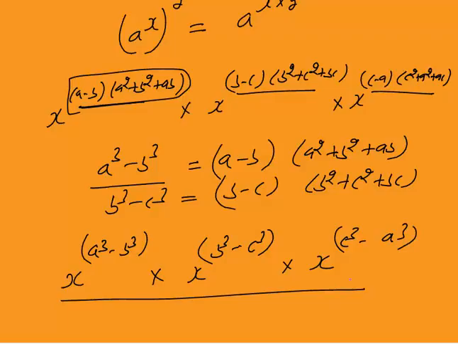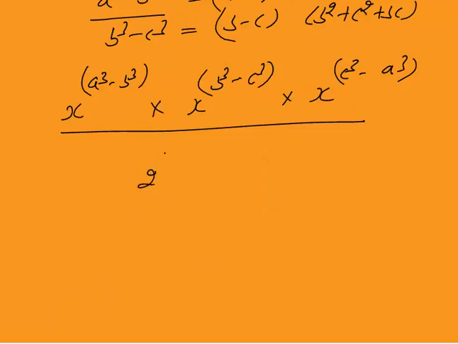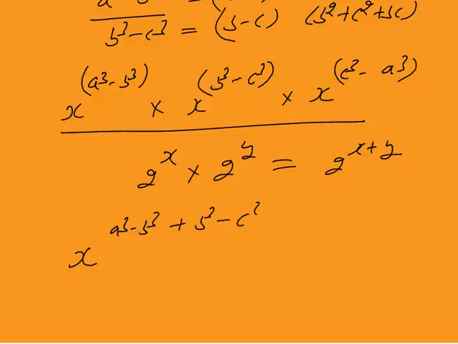Now the base is the same, so the powers will get added. 2 power x into 2 power y becomes 2 power x plus y. With the same logic, you get x power a cube minus b cube plus b cube minus c cube plus c cube minus a cube. This all will get cancelled: a cube to a cube, c cube to c cube, b cube to b cube. This becomes x raised to the power 0. Anything raised to the power 0 is 1. So our answer for this question is 1.